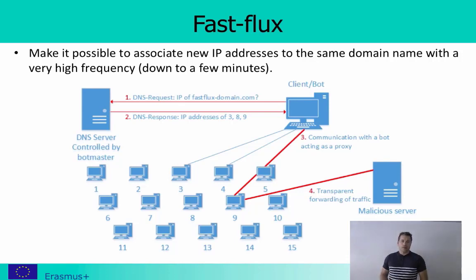But in this DNS response, when the time to live is very low, you will ask again and again about the addresses, and you will be sent to different machines all the time. So the fast flux ensures that you can change the proxy, or that you can change the malicious server, with very short intervals.